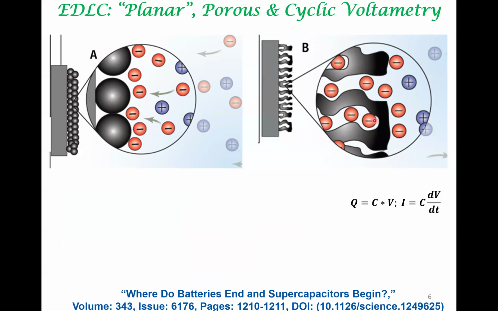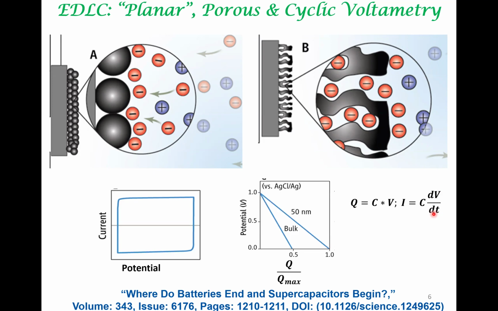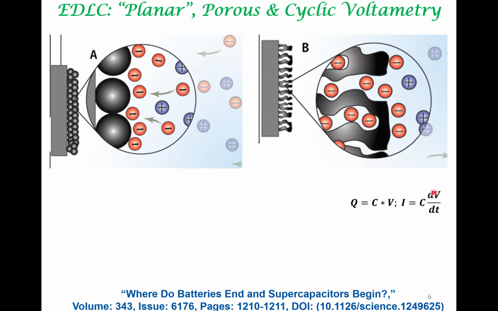So all these capacitors can be characterized by cyclic voltammetry. We have addressed this. So here, because Q is equal to CV and C is independent of V, we can say I is equal to capacitance times dV by dt. So in a cyclic voltammetry experiment, we change the voltage with respect to time. We typically have a particular scan rate. Let's say the scan rate is typically denoted by nu.